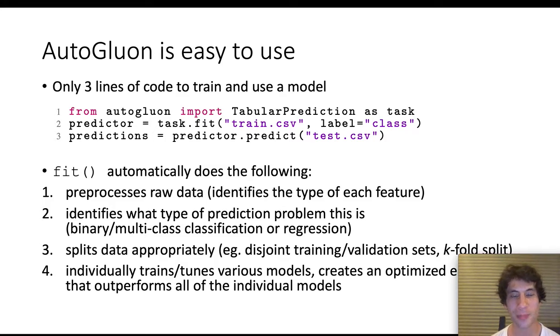It'll appropriately split the data, for example, into training or validation sets, or a k-fold split where there's multiple training and validation splits to help reduce variance in the learning process. And it will train and tune a bunch of individual various models, then create an optimized ensemble out of these models that outperforms any of the individual models.